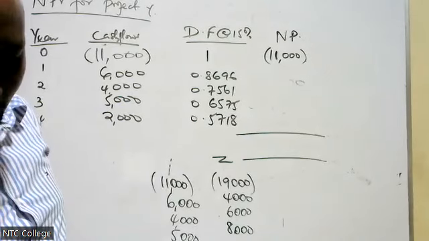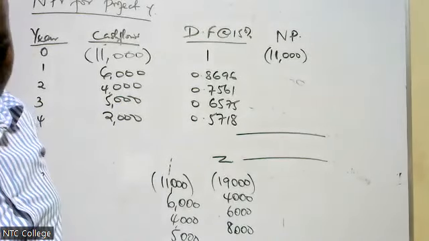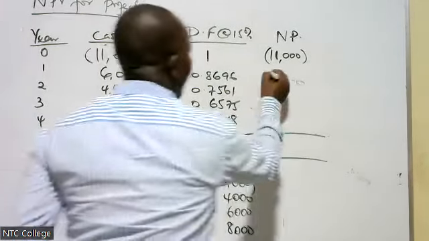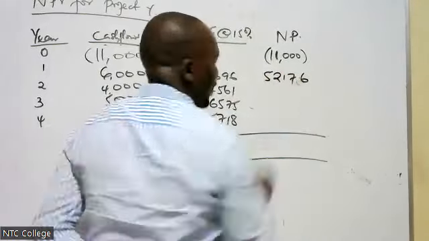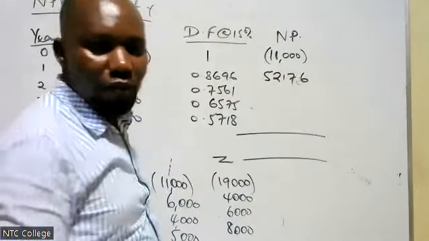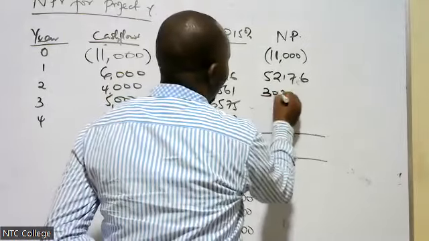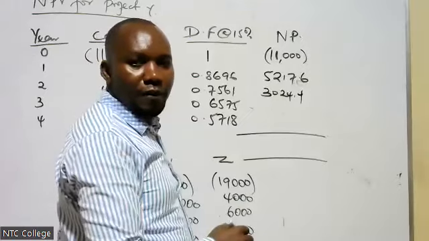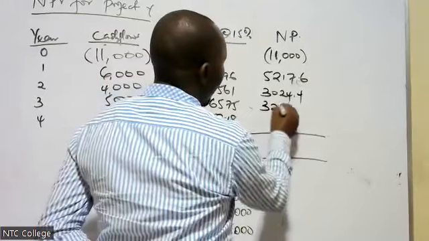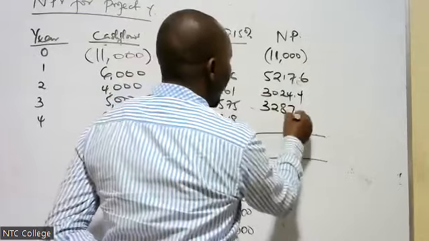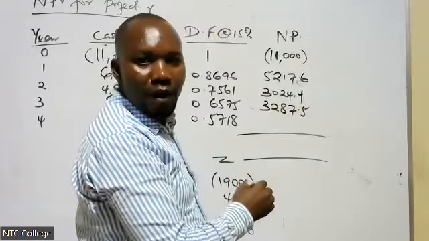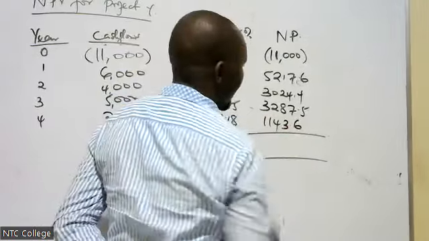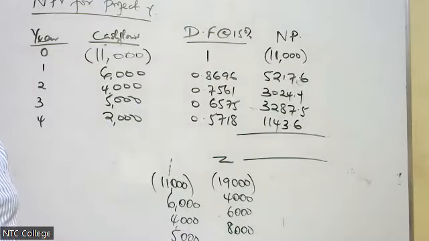Topista and Ruth have given me the answers. Kindly confirm that they're okay. So the first one is 52, 17.6. The second one is 30, 24.4. Then we have 32, 87.5. Then we have 11.6. So what is the total?